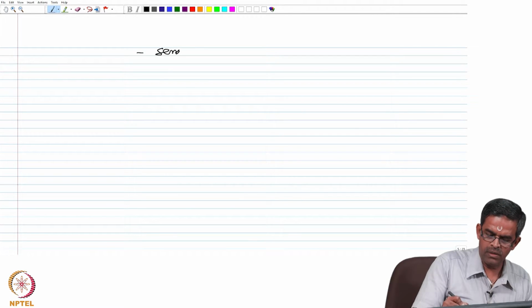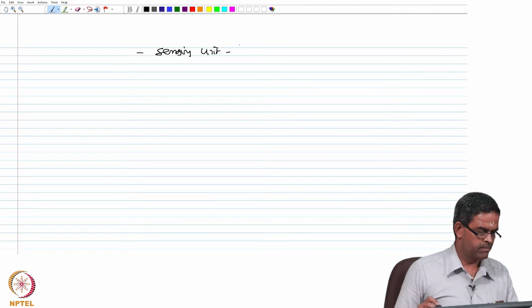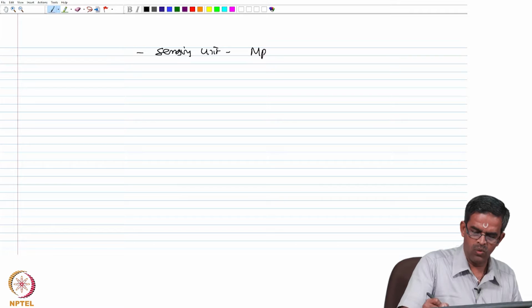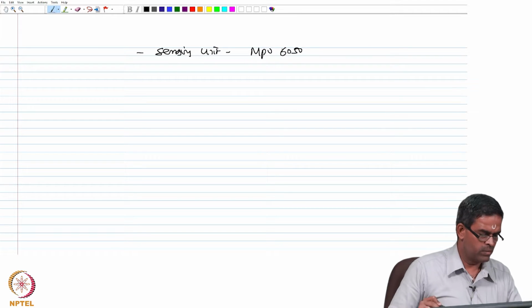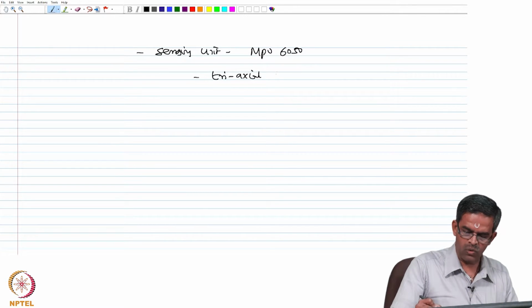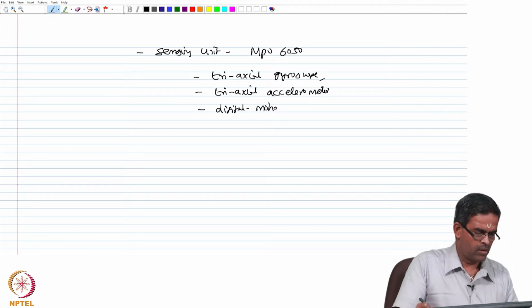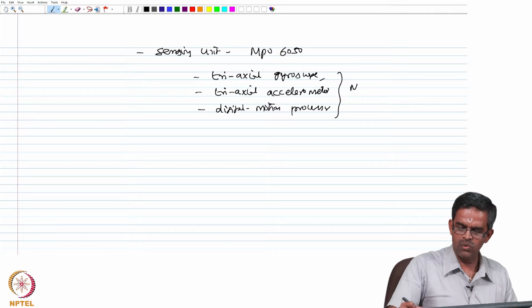The sensing unit used in the present study is the MPU 6050, which is a combination of a triaxial gyroscope, accelerometer, and motion processor. So, the MPU 6050 used in the present study is a combination of these.